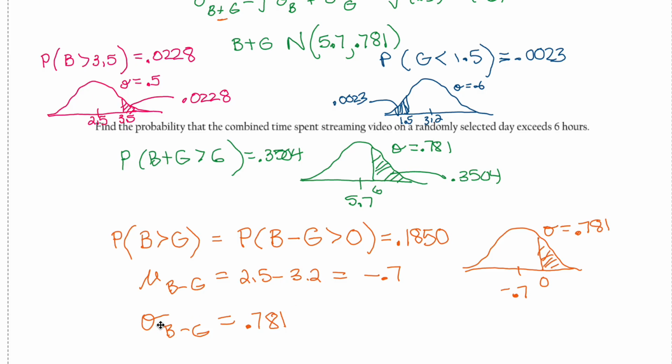And for the standard deviation, I'm not showing the work right here, but what we do is first add the variances of Bob and George and take the square root of their sum, which gives you 0.781. Then you go into your calculator, and the way it shows on the graph is you find the area to the right of 0, because we want the difference B minus G to be greater than 0, so we only want the right part. Therefore, you get the area, which is 0.1850.